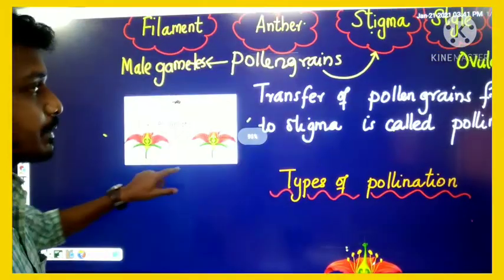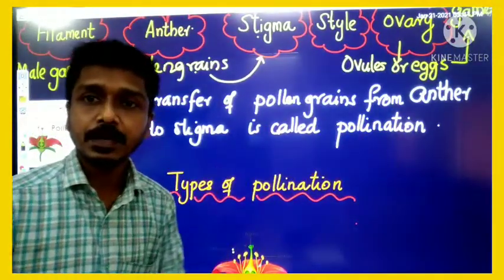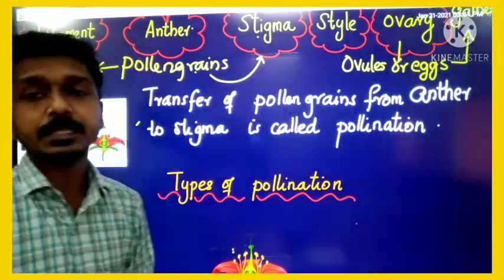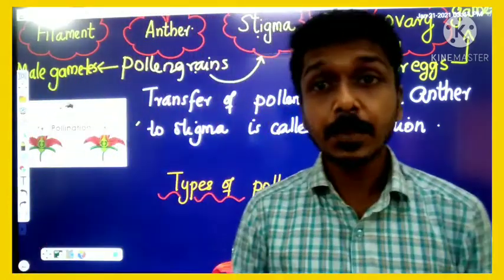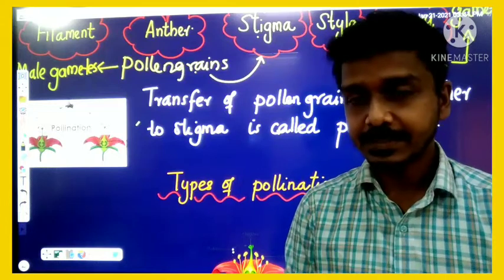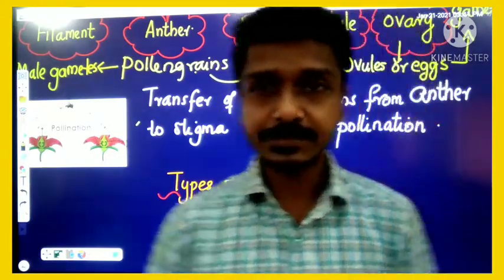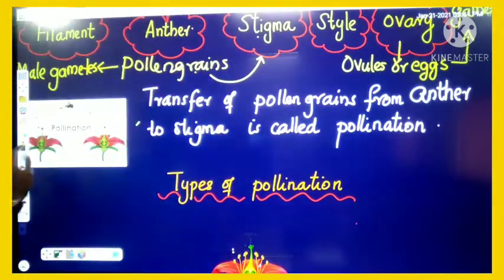Transfer of pollen grain from stamen to stigma, from anther to stigma, is called pollination. Then there are two types of pollination. Let us have a discussion about the types of pollination.